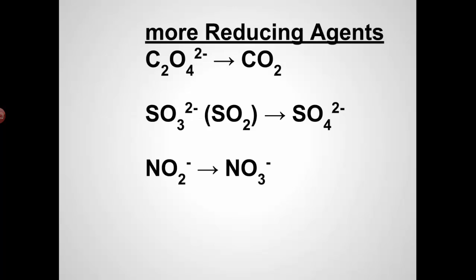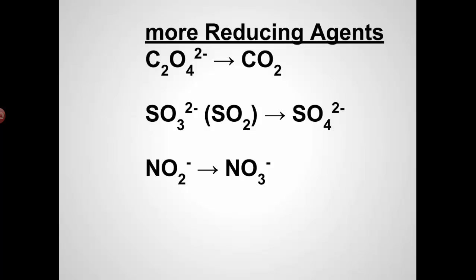Those are reducing agents. Oxalate, C2O4 2-, becomes carbon dioxide, usually in acidic solution. So you'll see bubbles. Sulfite, SO3 2-, or sulfur dioxide, will become sulfate when they are oxidized, causing the reduction of something else. And NO2-, that's the nitrite ion, will become nitrate when it acts as a reducing agent.